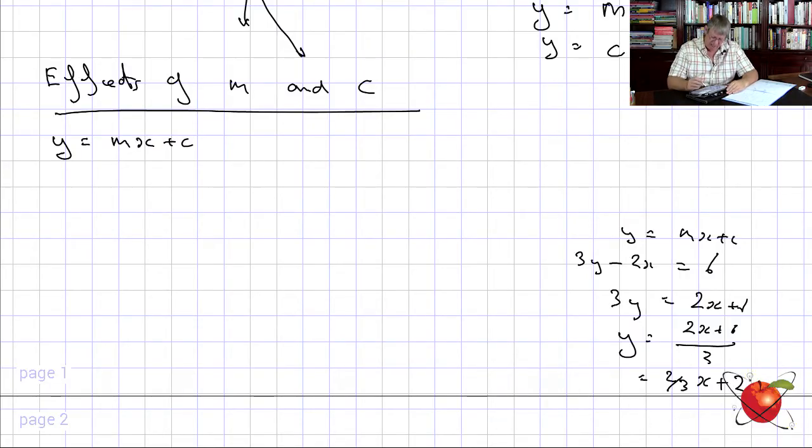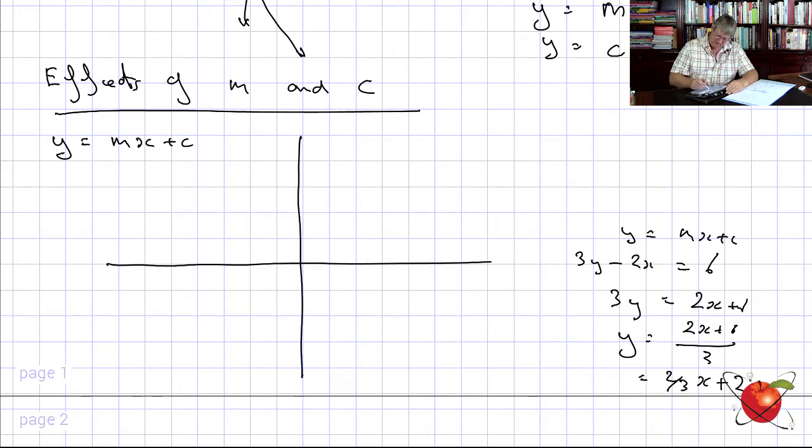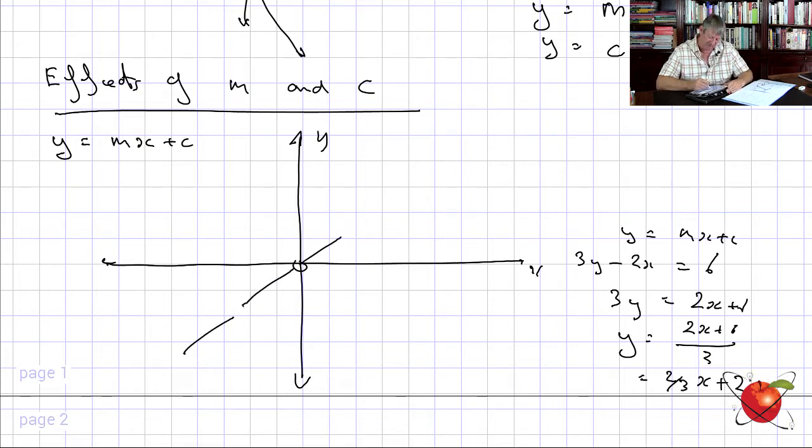Okay. Now, let us have a look what happens if we change the gradient, all right? Now, for this, let's put in our axes, our origin, etc. Now, I like to start off with an understanding of this is the line y equals x.